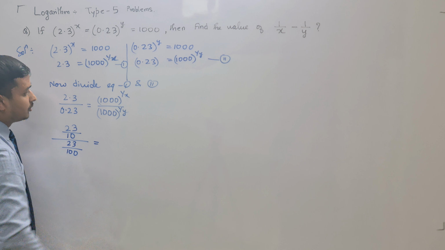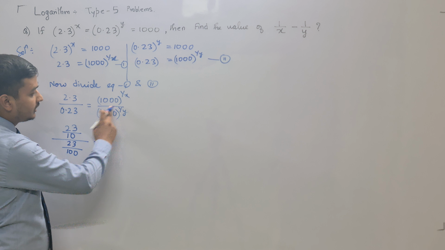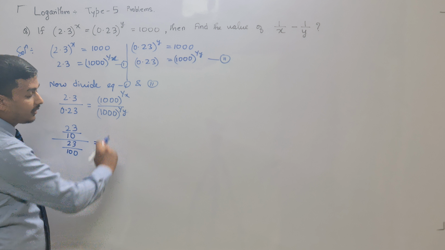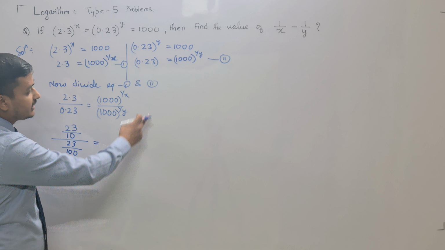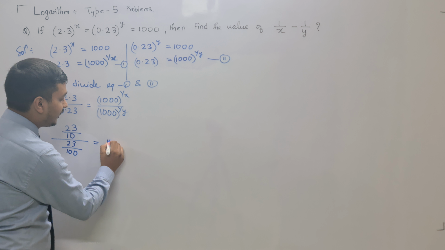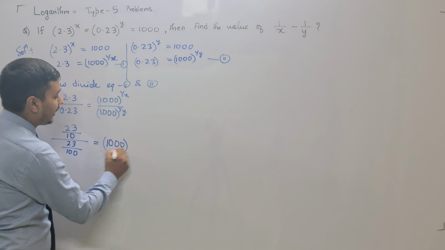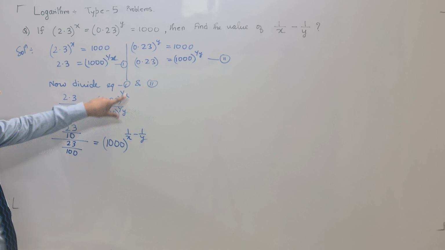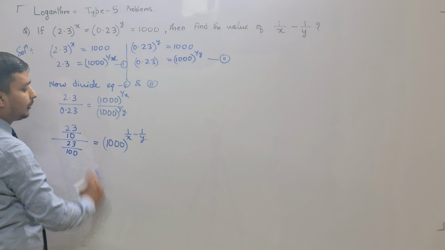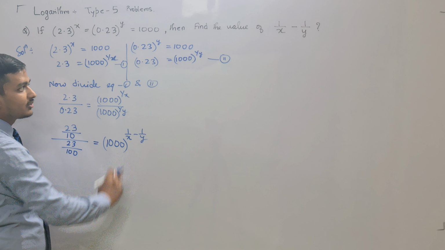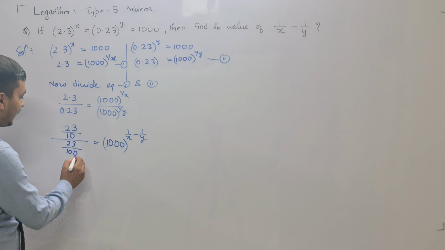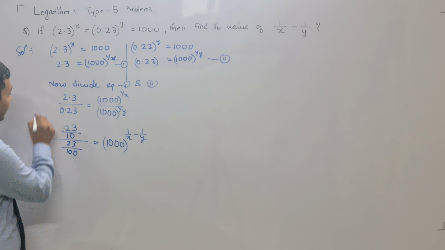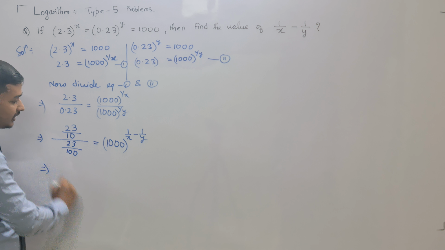Now similarly, let's move to the right side. 1000 power 1 by x divided by 1000 power 1 by y. If I shift the denominator to the numerator, I will get 1000 power, bracket, 1 by x minus 1 by y directly. Taking 1000 common, we get 1 by x minus 1 by y. Up to here we got the steps, correct? Now after that, how to solve?